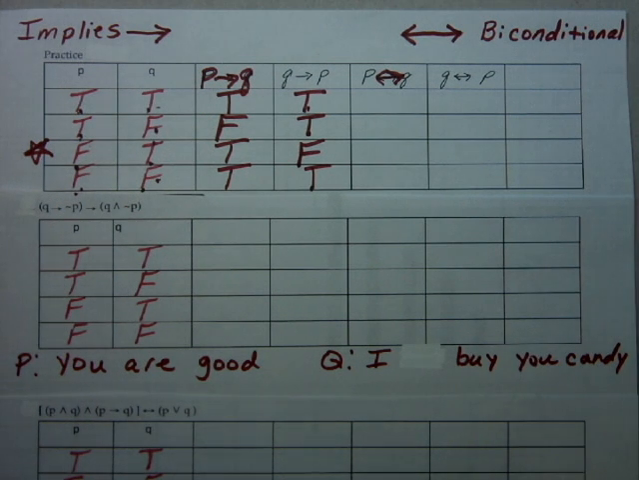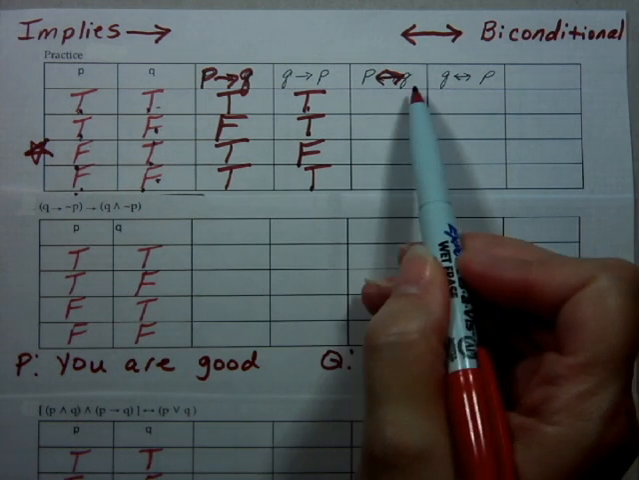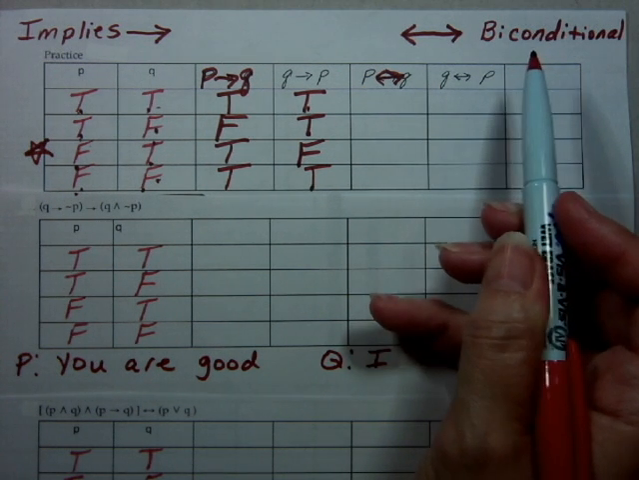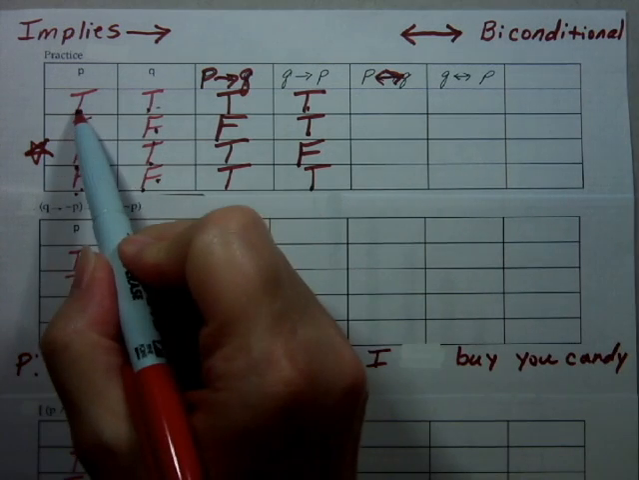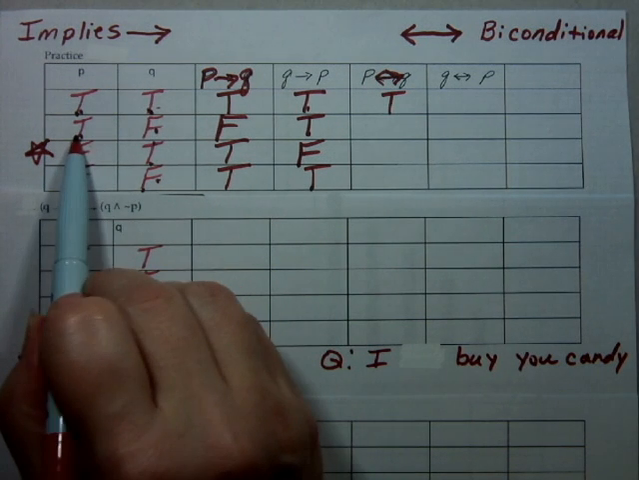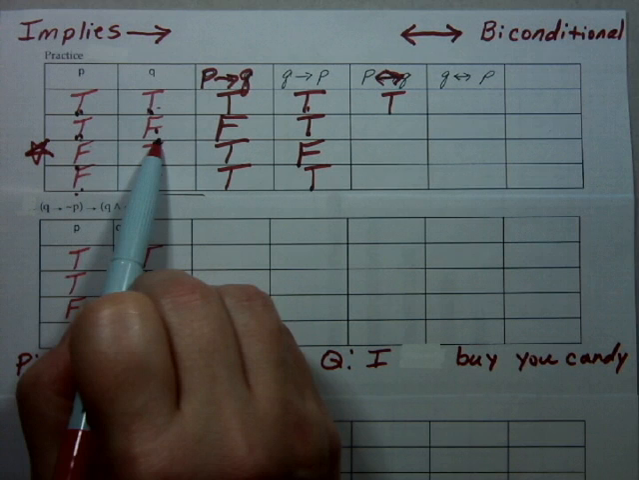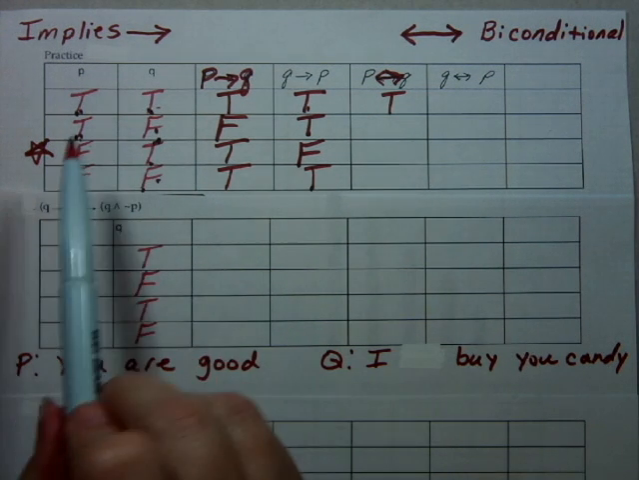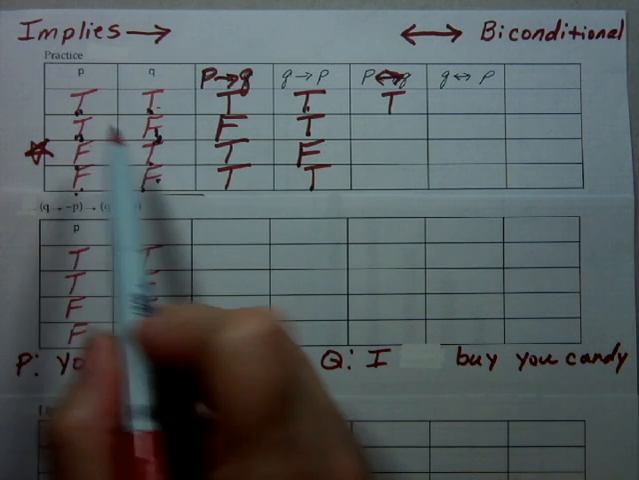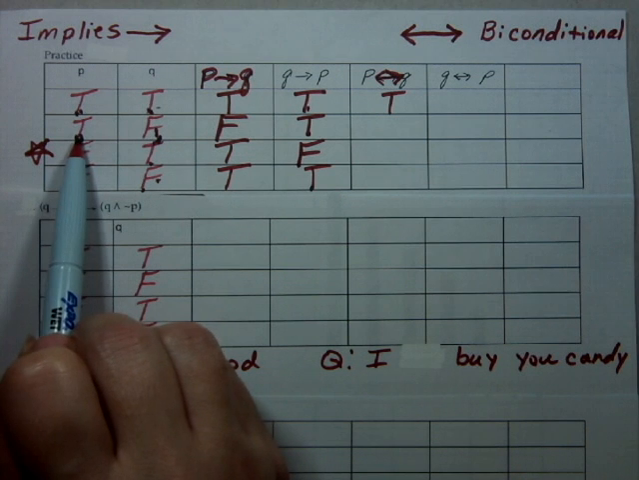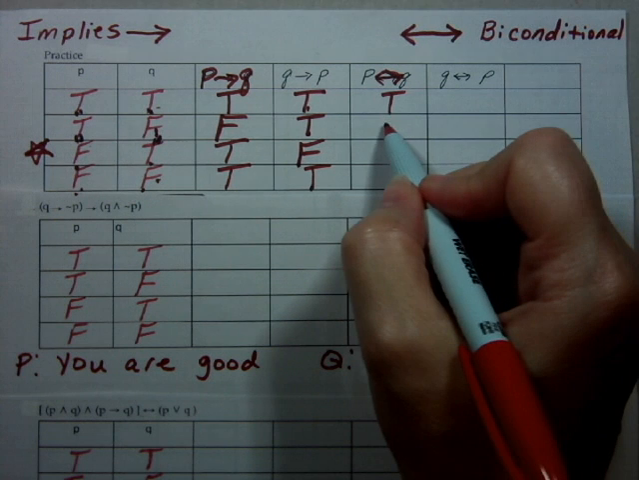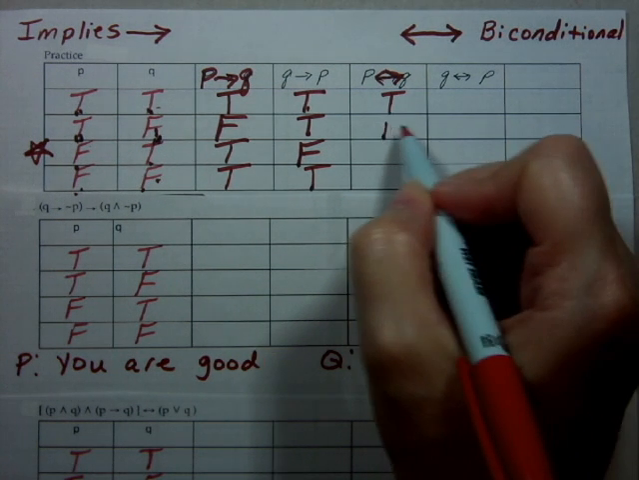All right, so let's look at this. If and only if. Now remember, this is the good parents. If and only if you were good, I will buy you candy. You're good, I buy you candy. I'm telling you the truth. You're good, I do not buy you candy. Well, if and only if says, if you're good, I buy you candy, and if I bought you candy, you're good. So whenever I say if and only if you're good, I'll buy you candy, you are good, I did not buy you any candy, that would be false. I lied.